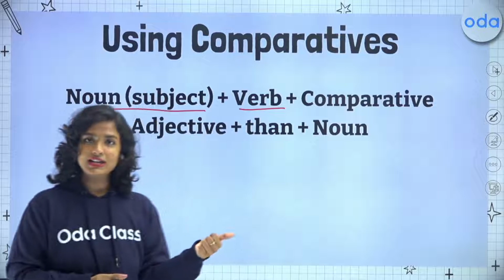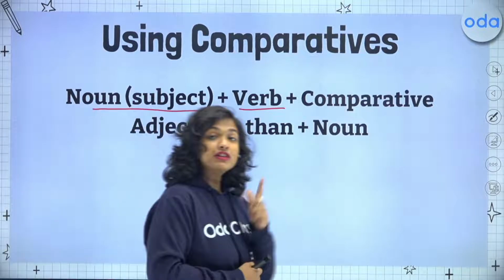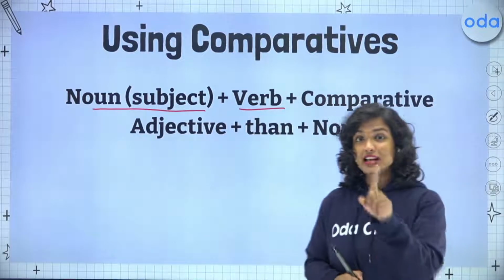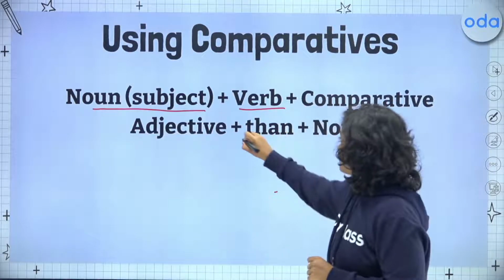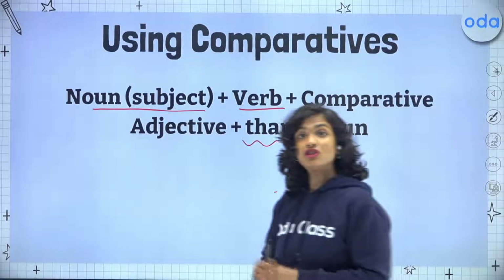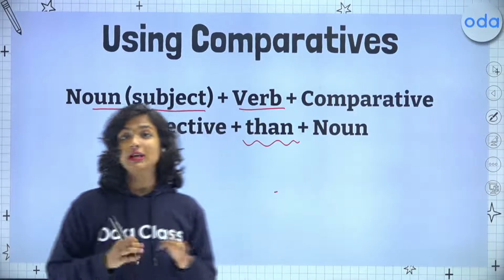We start with the subject, followed by the verb. We use the comparative adjective. And here's the important thing, students. After that, we use the word than to show this comparison.